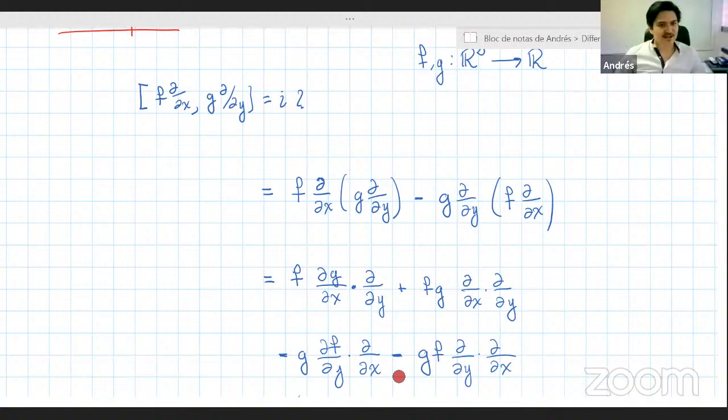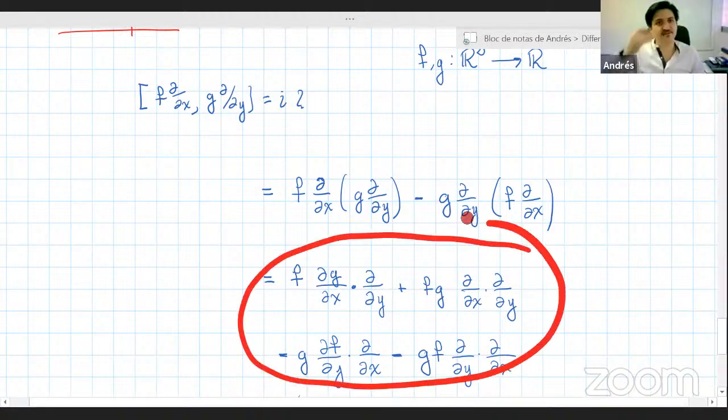Okay, so now, Salvador, you tell me what do you see and what is next? This is not the final answer because this doesn't look like a vector field.